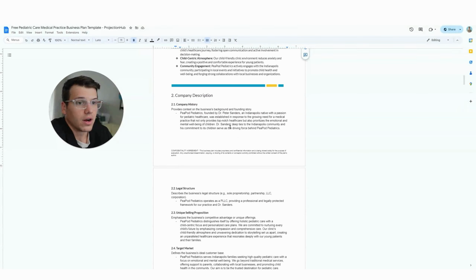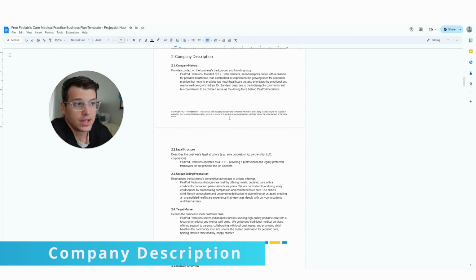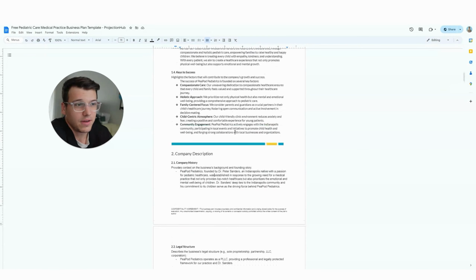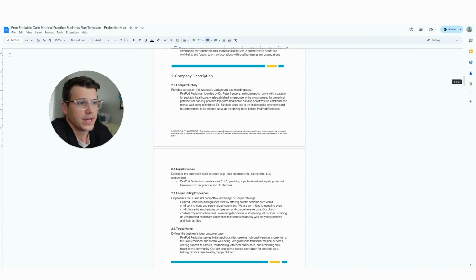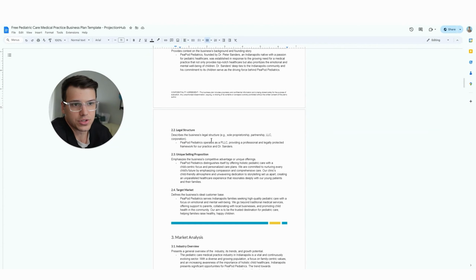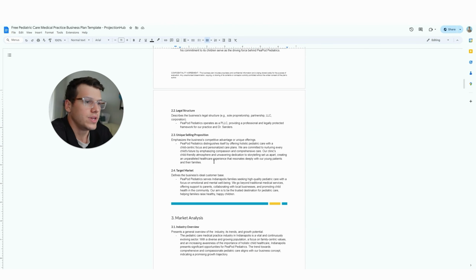All right, moving along, the company history. So this is kind of just an extension of the executive summary. You can start to paint the picture of the character, the personality of the business a little bit more. So getting into the actual founder story, the owner story, why are you doing this? You have the legal structure of the business, which is important. The unique selling proposition. This is very similar to the goals we just talked about.